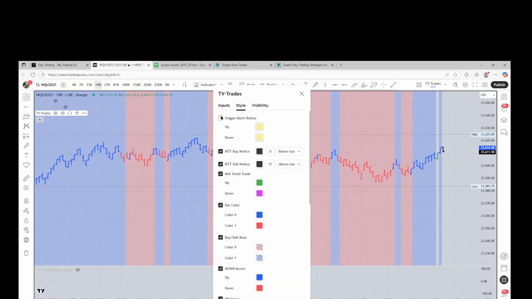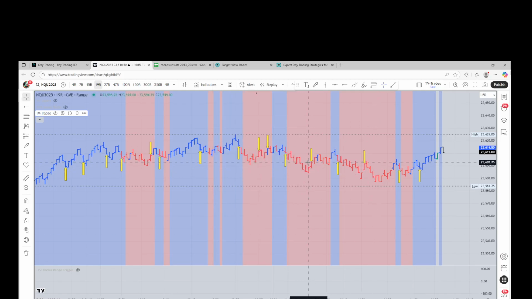If you go to Style and you hit that right there, what that does is it prints a yellow arrow. If the background color is red, it prints a yellow arrow whenever the trigger goes into the overbought. Now, the yellow arrow is not the trigger bar, it's the bar after it that is typically going to be a trigger bar, okay?